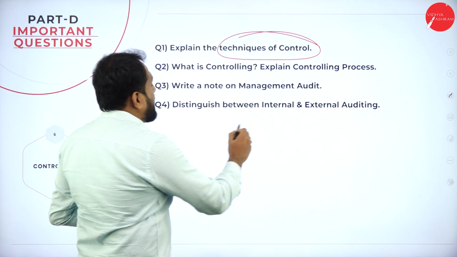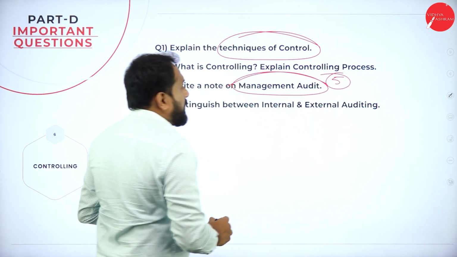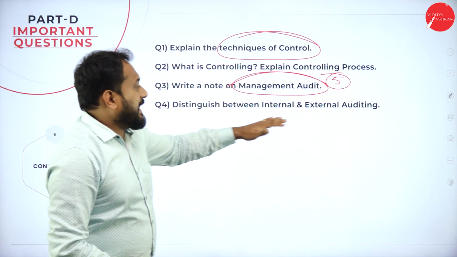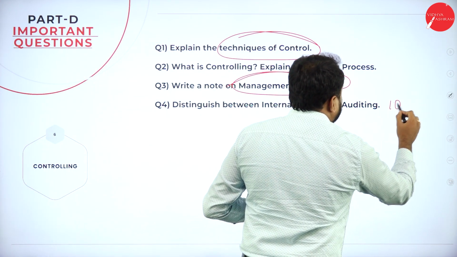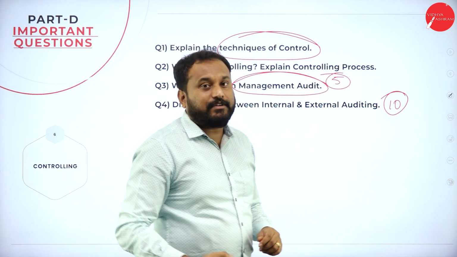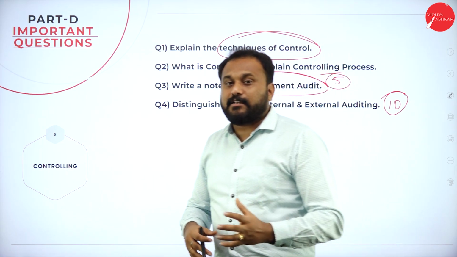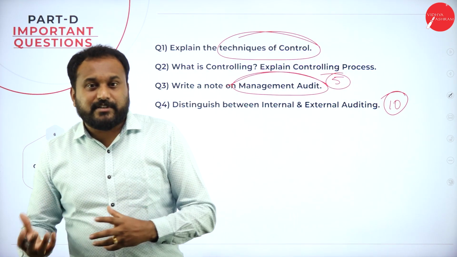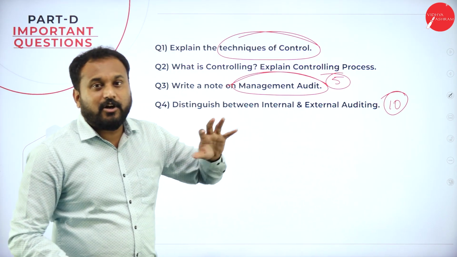Then you have something called write a note on management audit. It's a 5 marks question which you may get. Distinguish between internal and external auditing. I have done this in the last session. You can actually get it for 10 marks. I have given 13 to 14 points to you people. You can take the notes as well. You can take the recording session, take a screenshot of it, and then write this internal and external auditing.